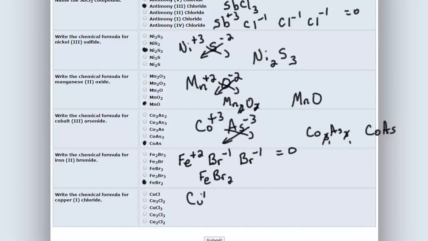Write the chemical formula for copper 1 chloride. Copper 1 is Cu with the plus 1. Chloride has a minus 1. Plus 1 minus 1 is 0. CuCl is copper 1 chloride.